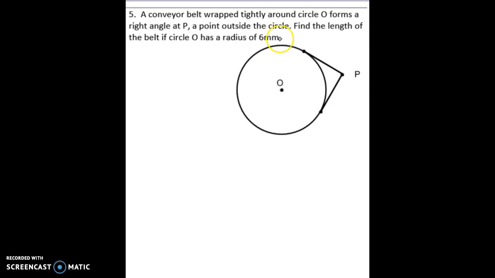So I want you to understand that this is what the belt is doing. It's wrapped around this. Okay, so we know that the radius is 6, and we know that these two things are tangents. So if we connect a tangent to the center, we have created right angles here. And it told us that this was a right angle. And so we know we have 3 right angles.